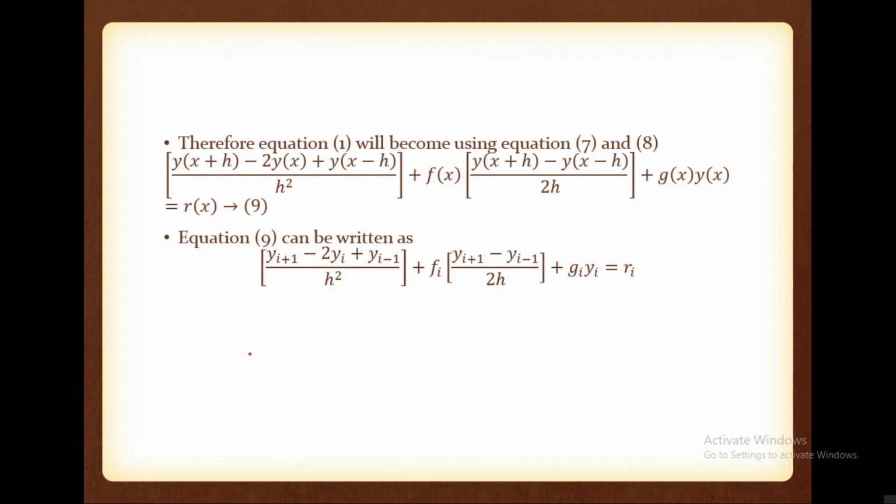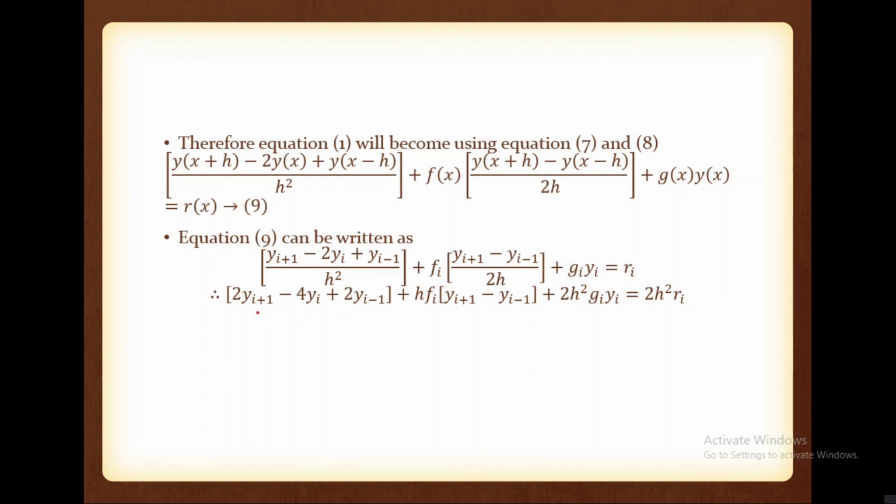So we have 2 into yi+1 minus 4yi plus 2yi-1 plus h into fi into yi+1 minus yi-1 plus 2h² into gi yi equal to 2h² into ri. Okay, so after multiplying this equation by 2h², we have this equation. There is no need to note down this one. You have to note the final equation.